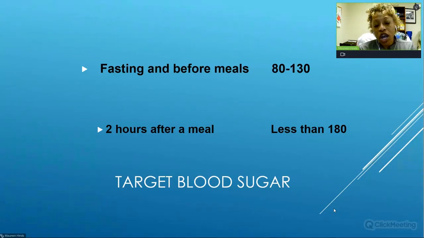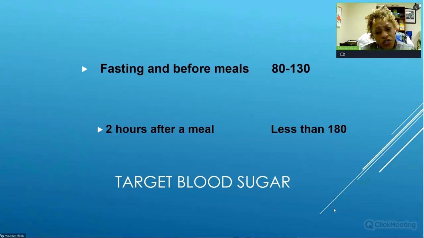And if you want to just check in to see how your numbers are doing after a meal, try to remember to wait 2 hours after the first bite. Because if you check right after a meal, it will be high. Okay, so 2 hours after the first bite, as long as it's less than 180, that's reassuring.